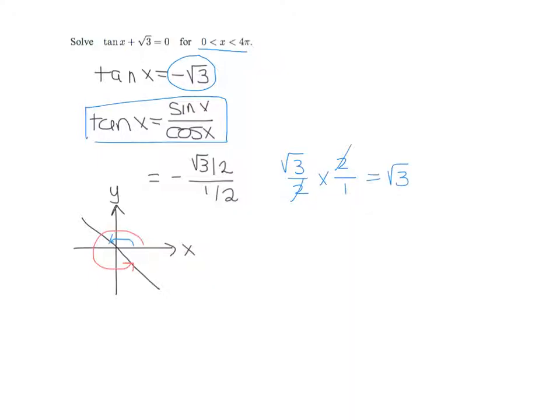So we need to think about, first, where is tangent negative? All students take calculus. So tangent is negative in the second and fourth quadrants. Then think about where sine has a value of root 3 over 2. When the angle is pi over 3, so in the second quadrant, that has to be 2 pi over 3. And lastly, at 5 pi over 3.